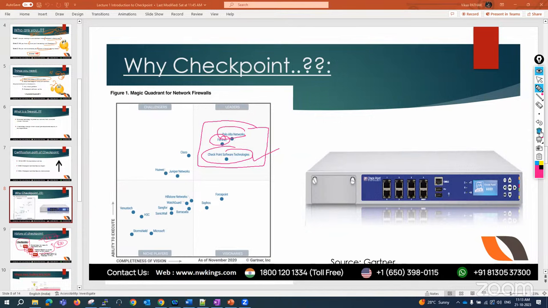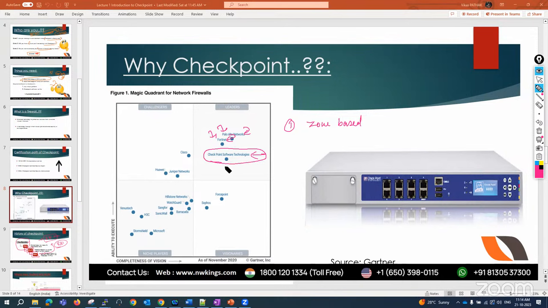And you know what? It's my personal experience. If you compare Checkpoint with these two technologies, Checkpoint is very, very easy to understand. Checkpoint makes much more sense in comparison to the other two firewalls. Why? The first thing is because Checkpoint is not a zone-based firewall. If you talk about Palo Alto Networks and Fortinet, they are zone-based firewalls. There are a lot of concepts which will be used as the zones. But here in Checkpoint, we do not have any concept of zones.